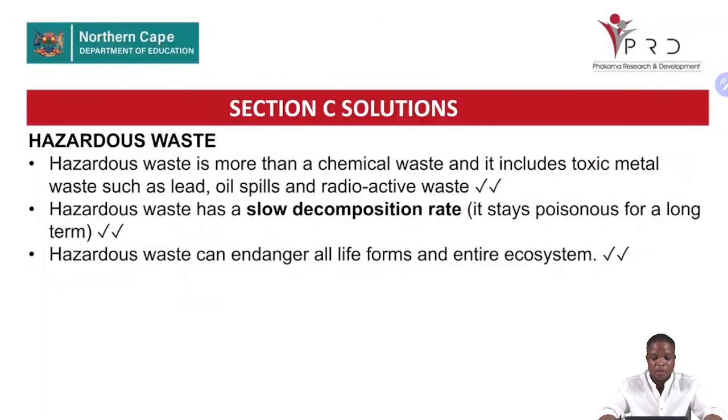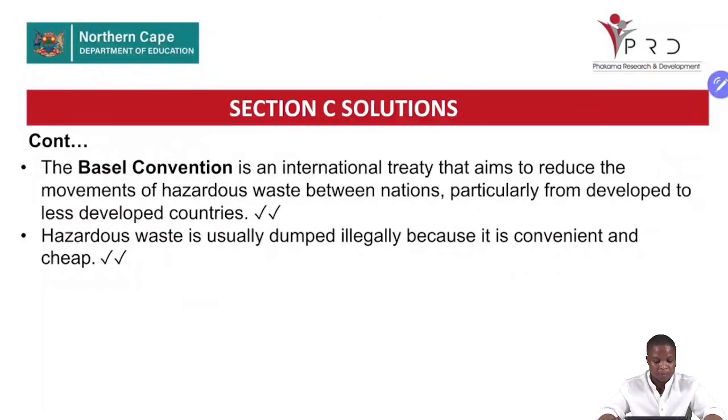Hazardous waste is more than chemical waste, and it includes toxic metals, waste such as lead, oil spills, radioactive waste. Right. Hazardous waste has a slow decomposition rate. It means it stays poisonous for a long time. So you have chemical waste, and then you have your hazardous waste, which are also very dangerous for our environment.